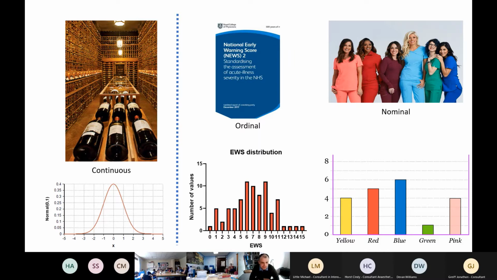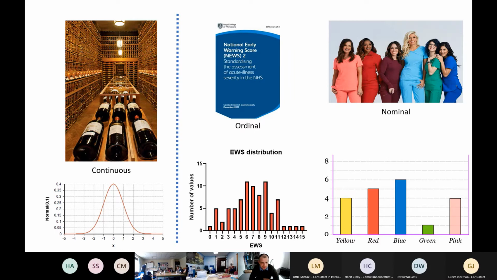So you have ordinal data. That is data that's organized in a hierarchy. So for example, EWS. The important difference is that unlike continuous data, you can't divide this up. So you can't have an EWS of 5.8 or 5.2. It's either 5 or it's 6. But the important thing is that there is some kind of hierarchy to it.